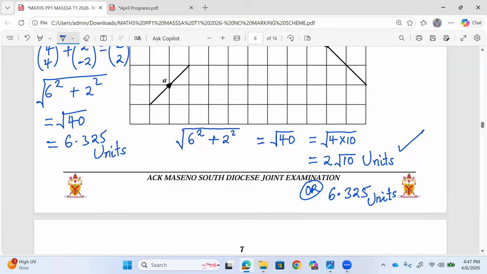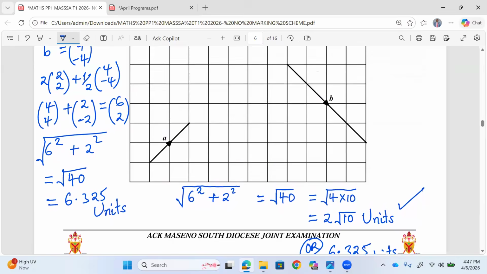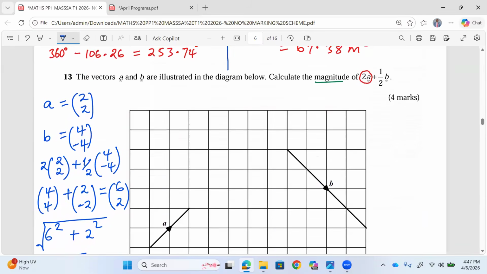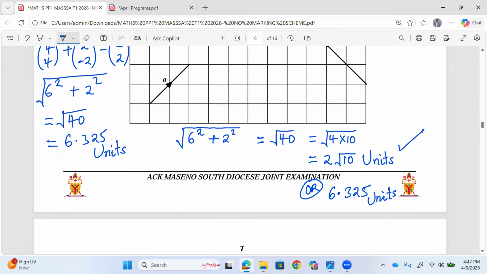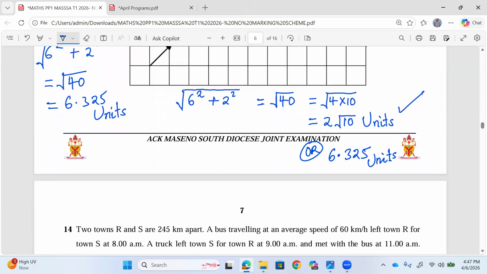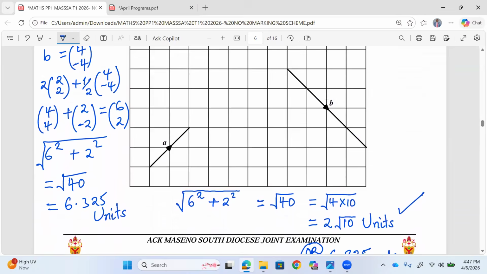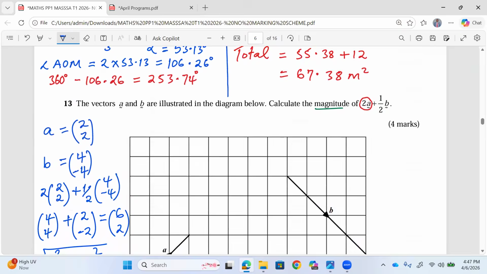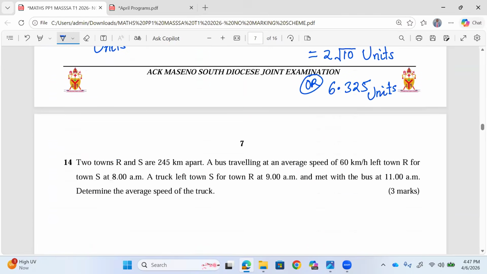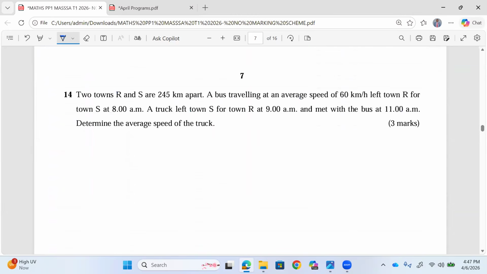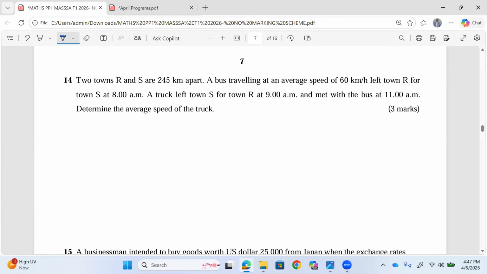It's a very good question, and you can see it's having alternative approaches. So please, you can consider working it out that way. It depends on the general understanding that you have on vectors. You can work it out in very many approaches.